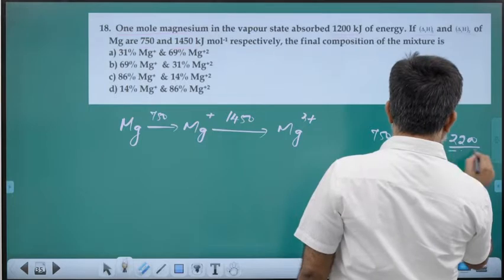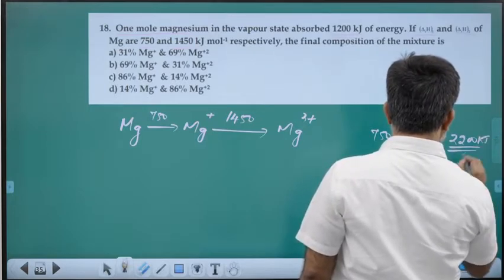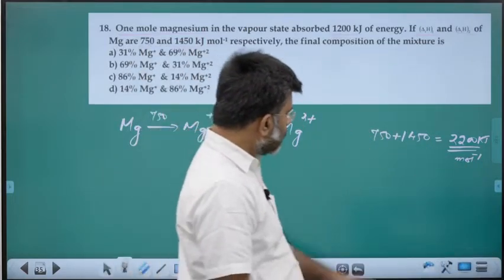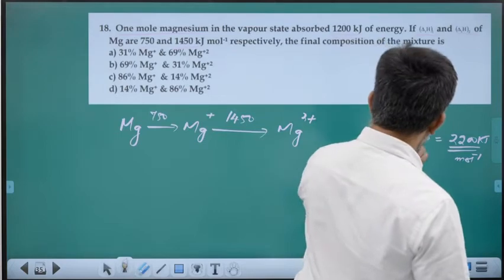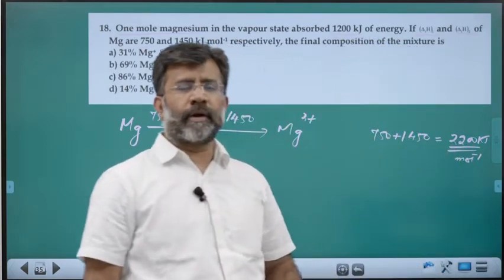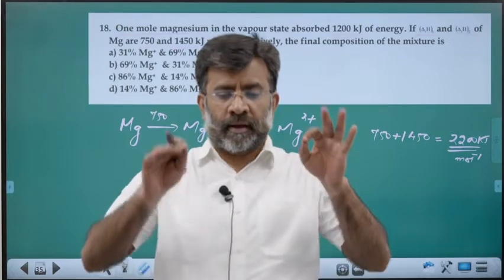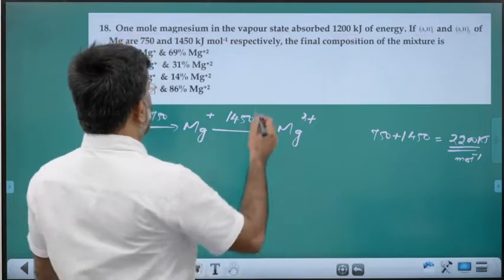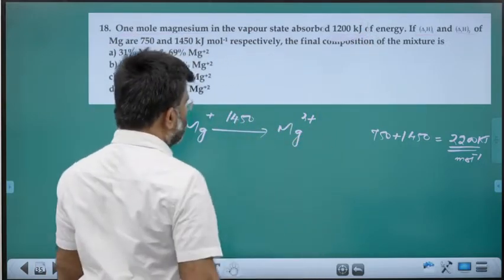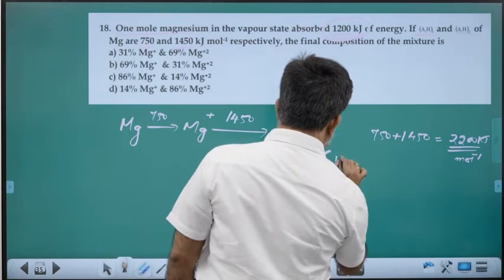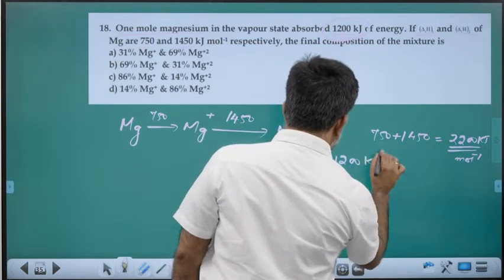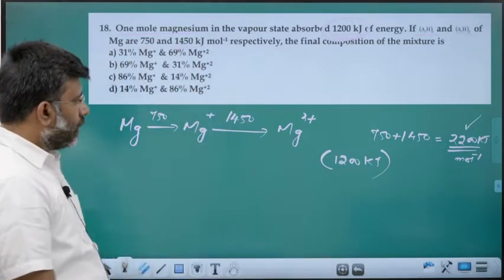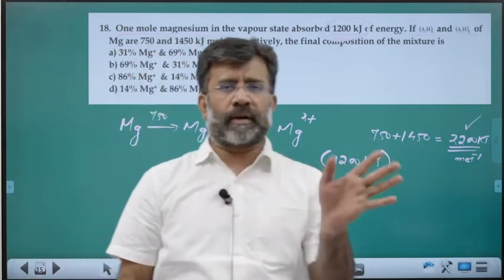That is 2200 kilojoule. This much energy is required per mole for complete conversion of 1 mole magnesium. But that is not absorbed. The absorbed quantity is only 1200 kilojoule. If there were the full amount, you would get the entire 1 mole converted. Now it is clear that the 1 mole conversion will not happen completely.